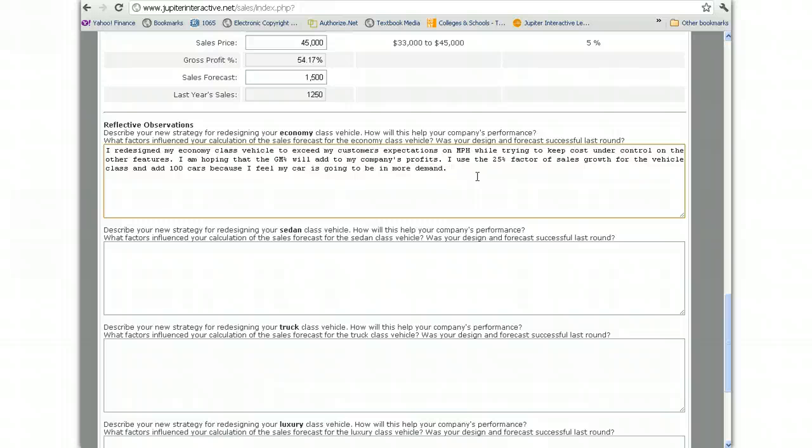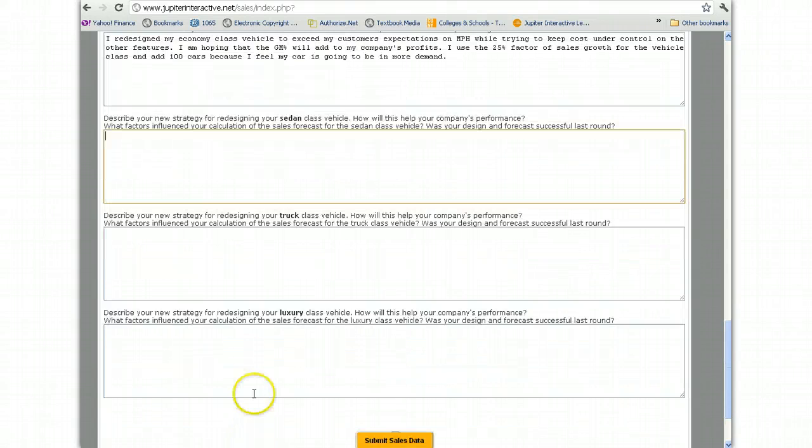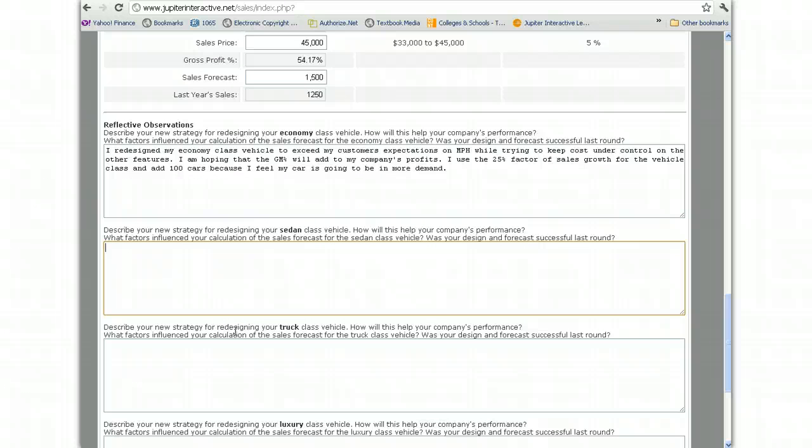I think, you know, and this has to be done for each car class. So this is part of completing the simulation. The simulation isn't done unless you have these filled in for each of the car classes. And each of them are going to be different. And I just want to know, what is your strategic thinking here? How is this going to help your company?